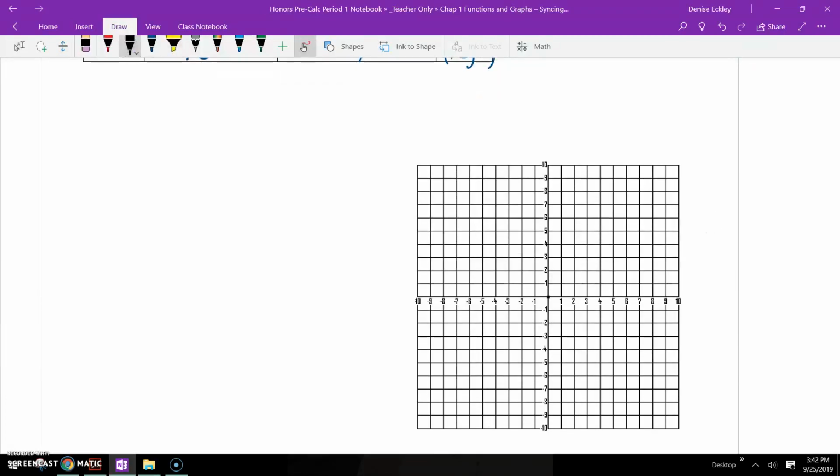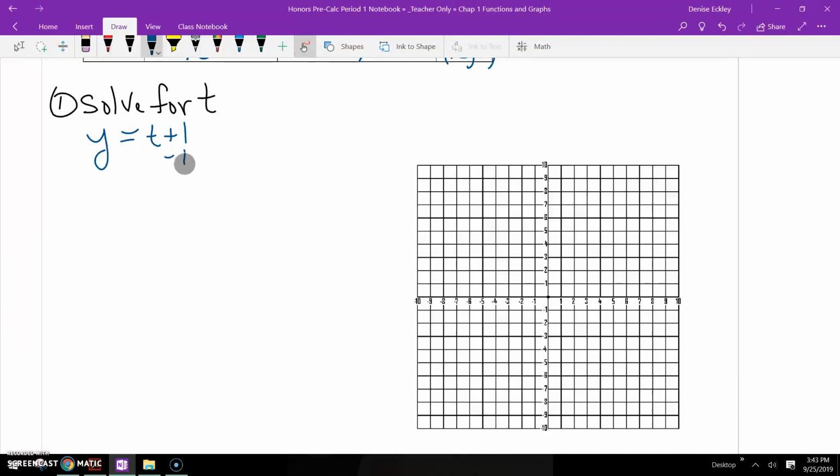So step 1 is you solve for t. In this case, I'm going to use y equals t plus 1, because the x relationship has a t squared and a t, and I actually have two different t values because it's quadratic. So the y relationship is much easier to get t by itself. So that's what I'm doing. So y minus 1 equals t.